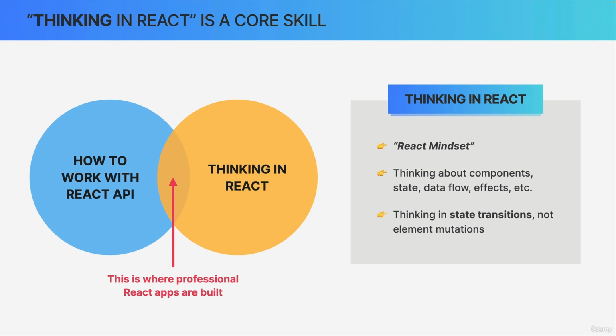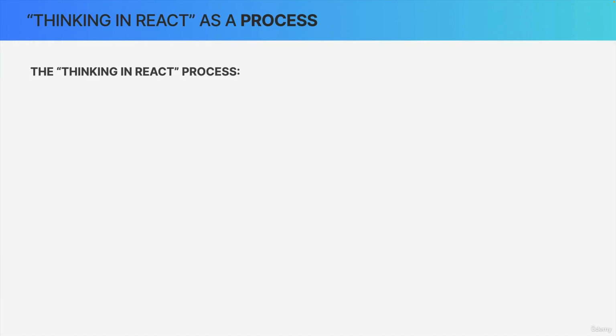Now, you can also view thinking in React as a whole process, which can help us build apps in a more structured way. And the first step in this process is to break the desired UI into components and establish how these components are related to one another, so to establish the component tree. This also includes thinking about reusability and composability of components.